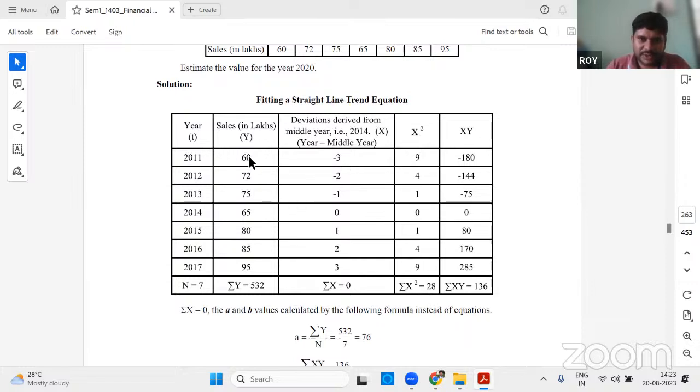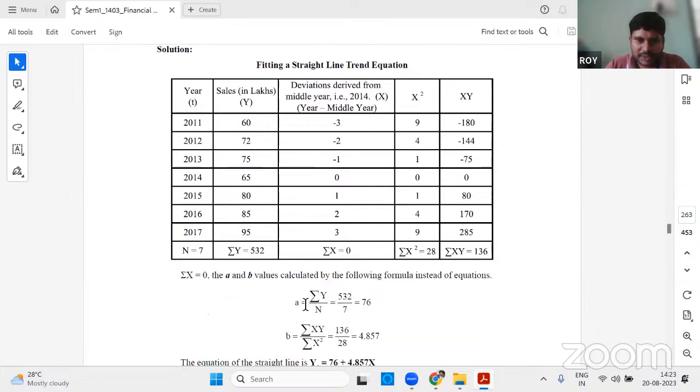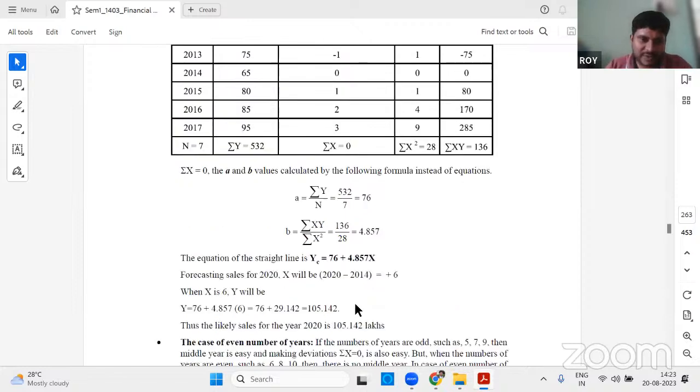XY is X into Y. This is X, this is Y: 3 into 6 is 18, minus 30, and so on, then the sum of XY. Now, the straight line trend formula is Y is equal to A plus BX. That's the formula for trend, which we already learned in the previous class. See, this is the thing.